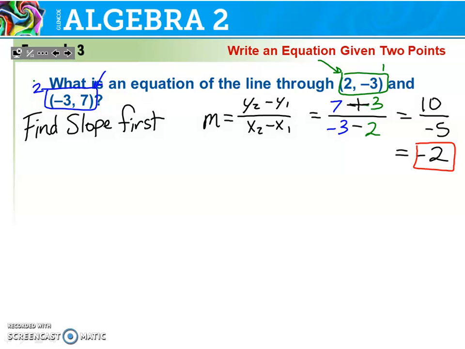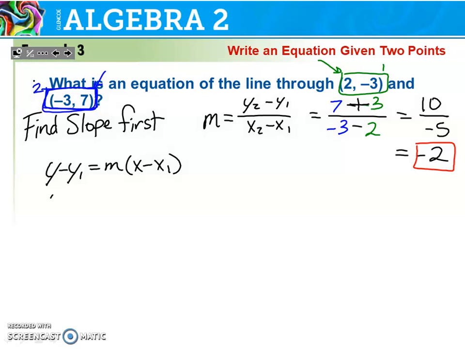No matter which point you use, you're going to end up getting the exact same answer. Okay? So, I'm going to go ahead and plug in. I've got my point slope form, which is y minus y1 equals m times x minus x1. Okay? Let's say I'm going to use this point here.